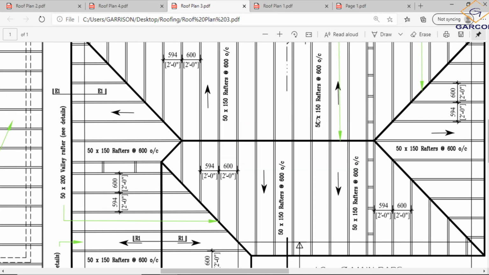And it tells us 50 by 150 rafters, 600 on center. So therefore, the ridge board and the thick black ones here would have to be 8 inches rather than 6 inches. So if they are 6 inches, this will be 8 or 10 inches.